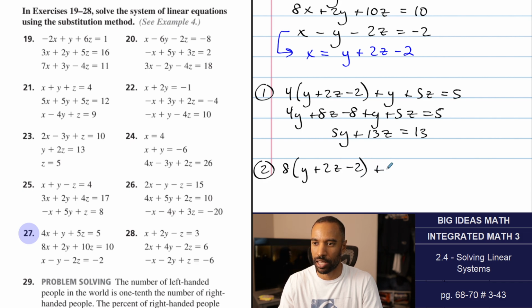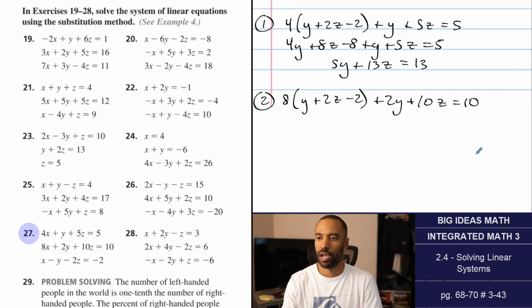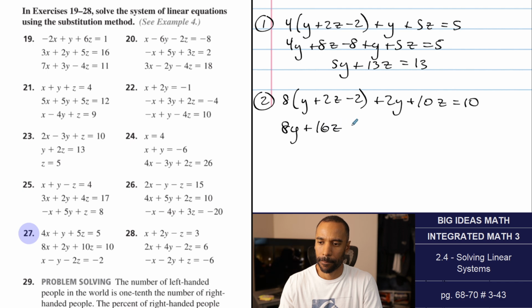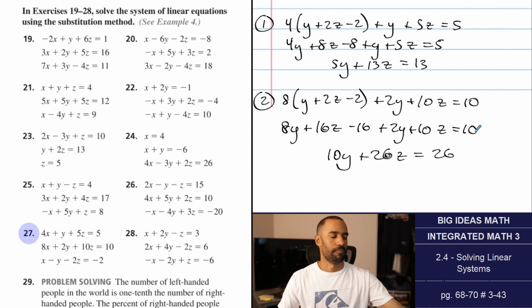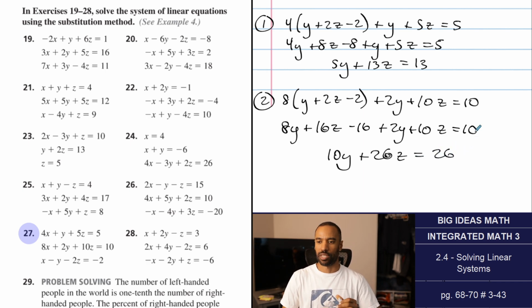Let me operate in silence after I write this one out right here from equation 2. Okay, here we go. And that's 26. Okay. Yeah, 10y plus 26z equals 26.